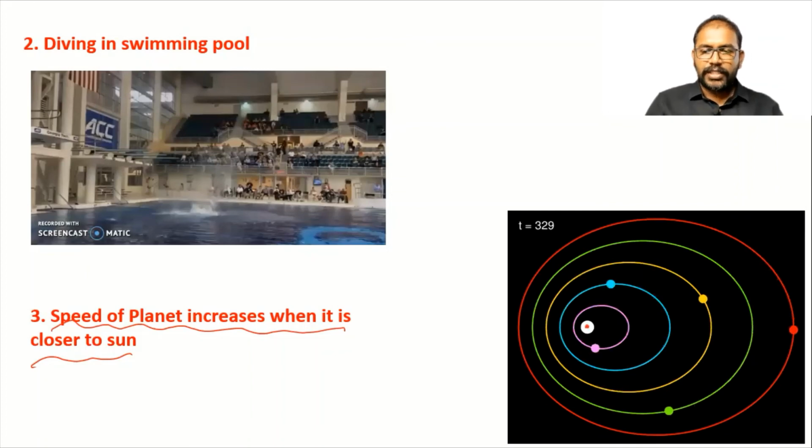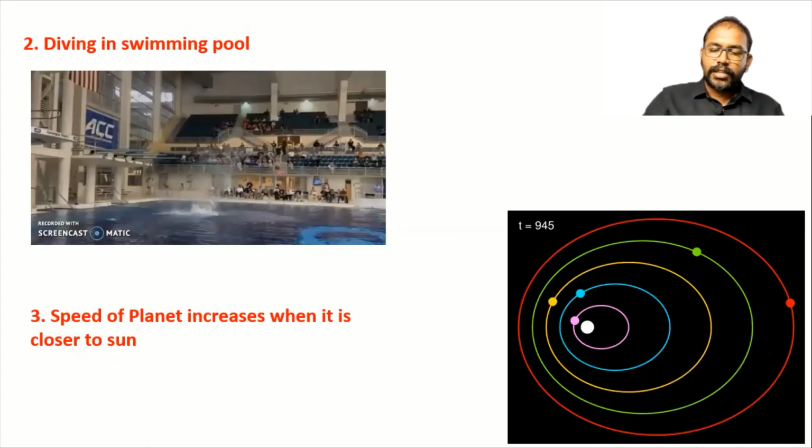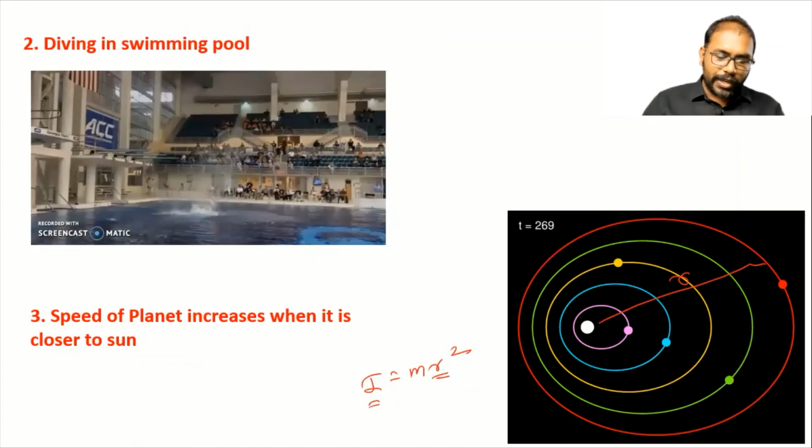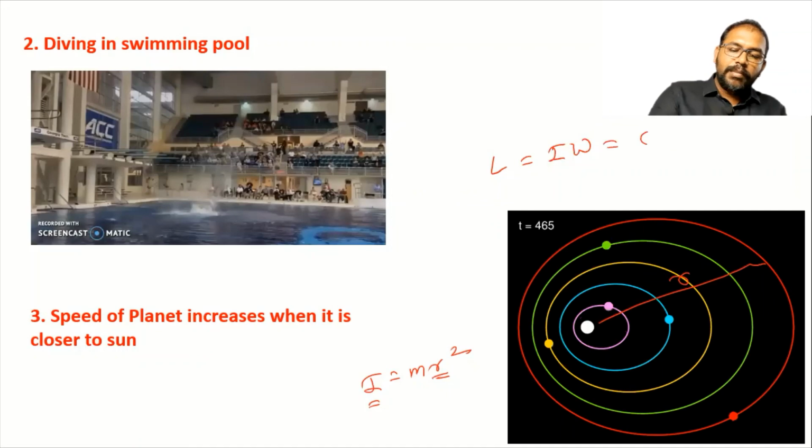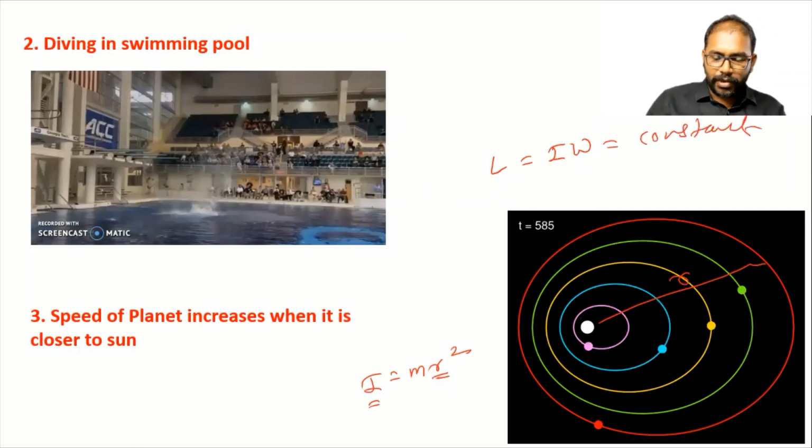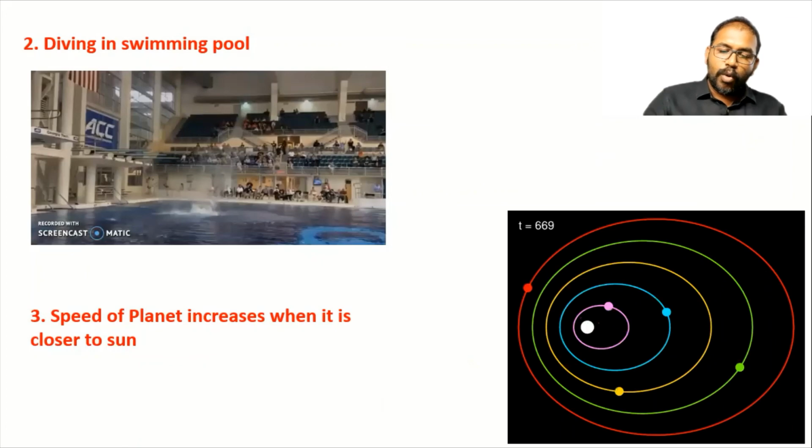Now you can observe this planet with the larger radius, this red one. When it is coming closer in this patch, you can observe it is moving faster. Why is it moving faster? When the planet is at a larger distance, r is larger. You know that I is m r square. R larger means moment of inertia is more, which means omega is smaller. So here omega is lesser when the distance is more.